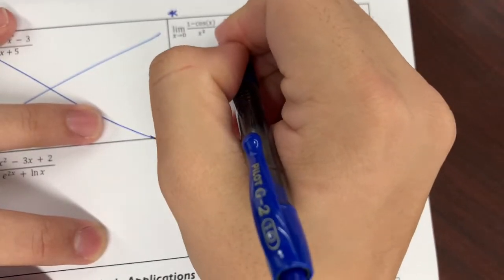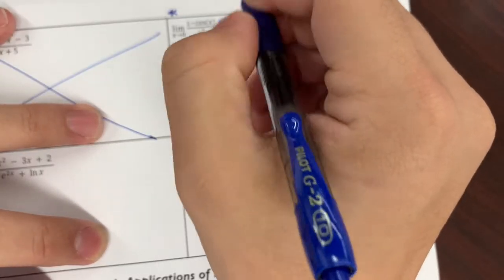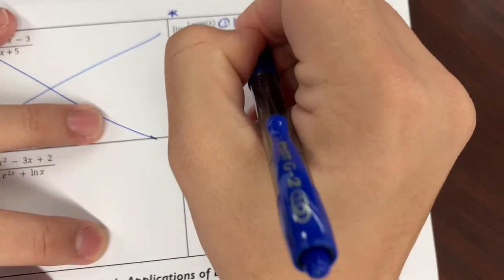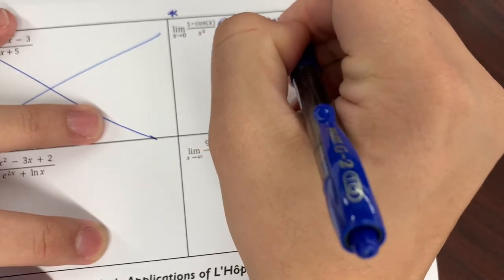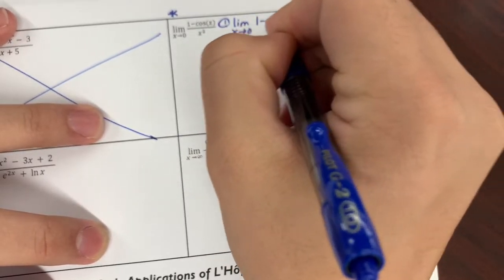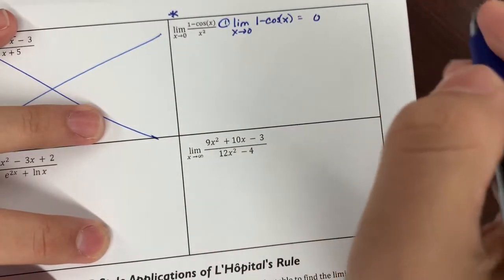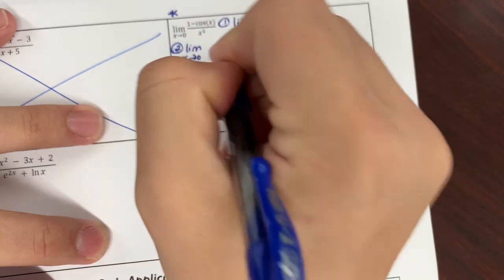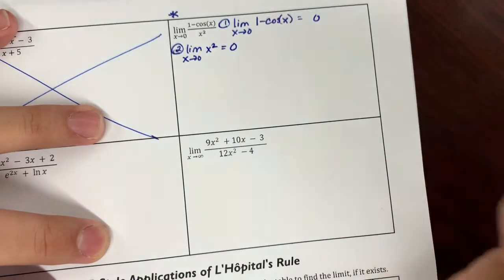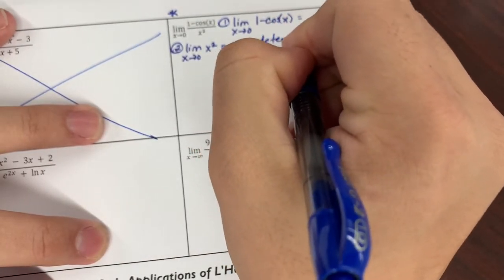So the first thing we've got to do is prove that it's going to be 0 over 0, by explicitly taking the limit of each. So the limit as x approaches 0 of 1 minus cosine of x. If I plug in 0 into this, cosine of 0 is 1, and 1 minus 1 is 0. Then the limit as x approaches 0 of x squared is in fact 0 if I plug it in. So we know that this is indeterminate.